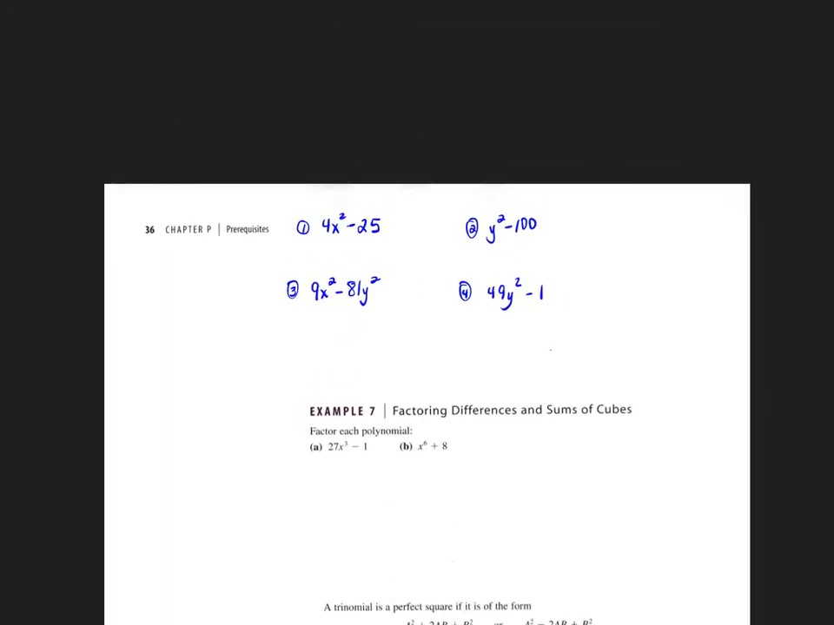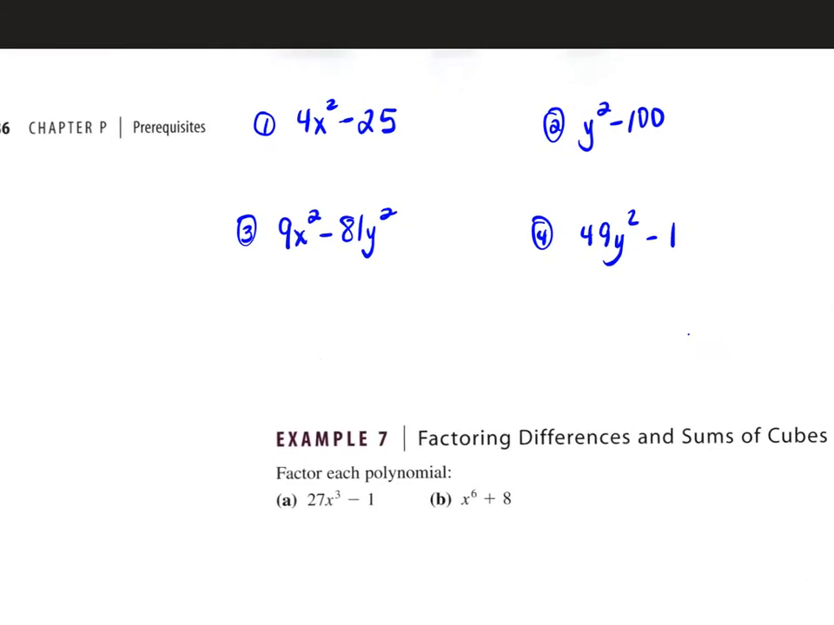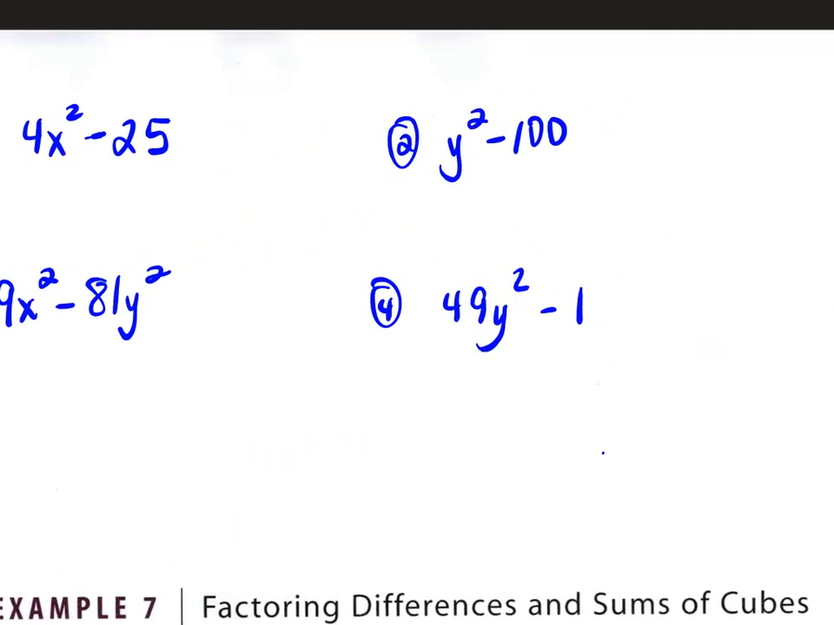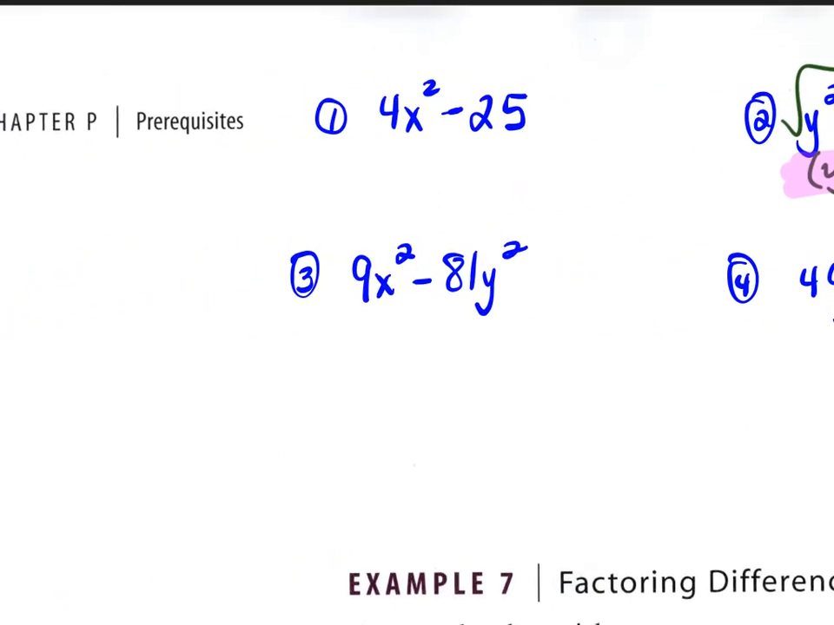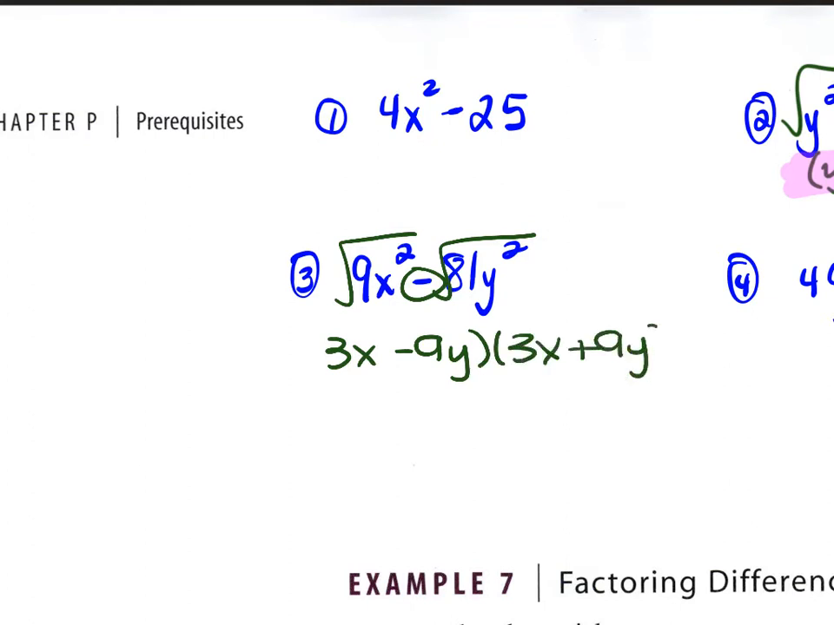For our next example, we have y squared minus 100. So again, take the square root of both, separated by a negative. That's y plus 10 times y minus 10. For 3, same thing, take the square root of both, separate by a negative. So this is 3x minus 9y times 3x plus 9y.